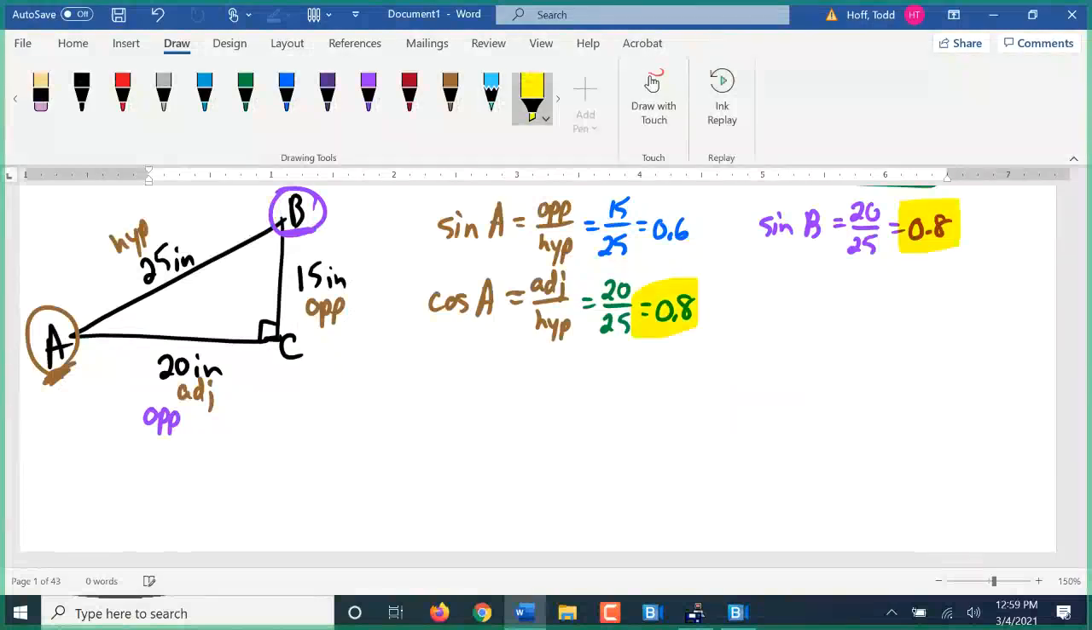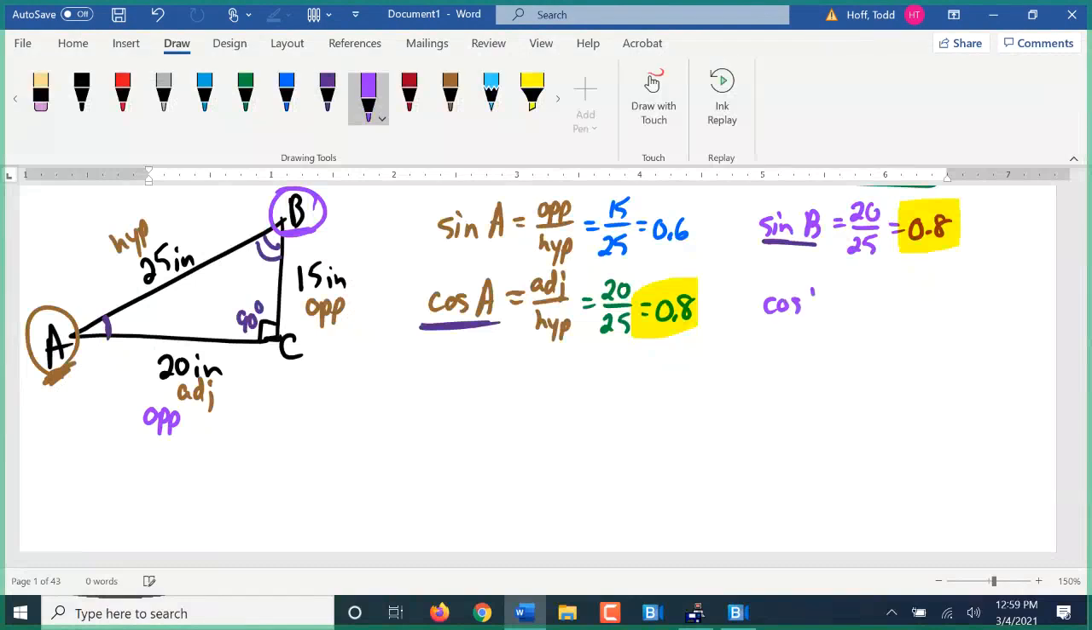That 0.8 probably looks familiar. The cosine of angle A was also 0.8. Well, why would that be? Because this angle and this angle here have to be complements. This is a 90-degree angle down here, and the triangle adds up to 180. In any right triangle, the other angles other than the right angle have to be complementary. They have to add up to 90 degrees. So it makes sense that the cosine of one is equal to the sine of the other.